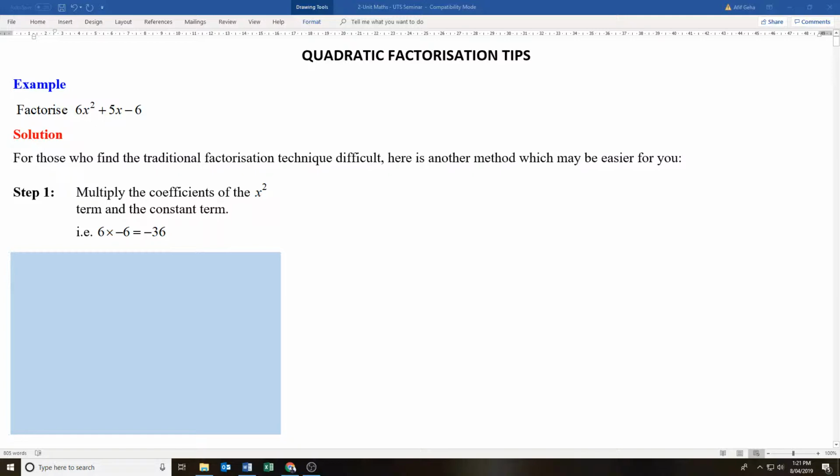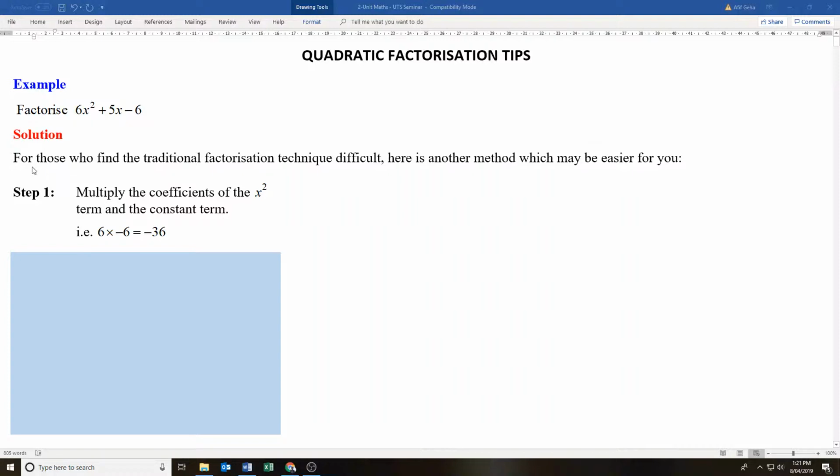Today's lesson is on quadratic factorization, which is an extension to the work we had covered in the previous video on cubic factorization and factorizing common brackets. Quadratic factorization obviously is the most common kind of factorization. So let's take a look at an example. Factorize 6x squared plus 5x minus 6.